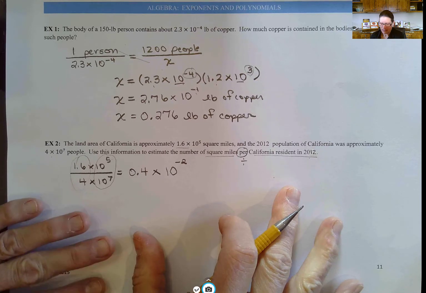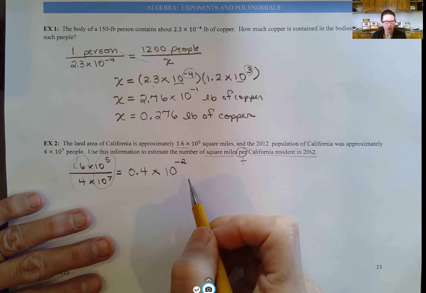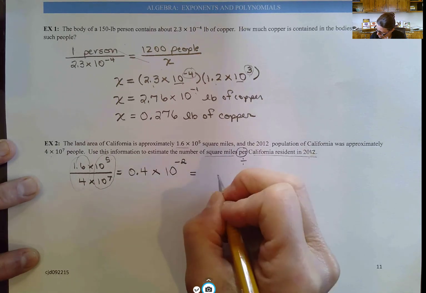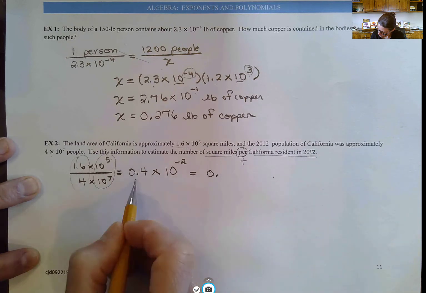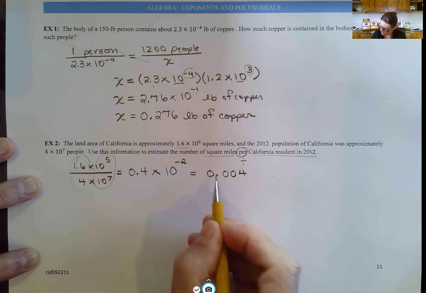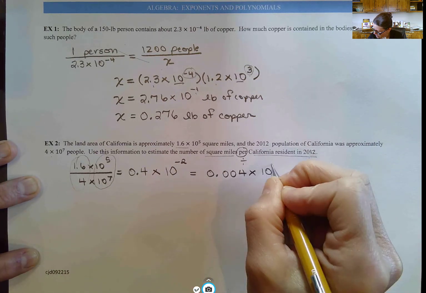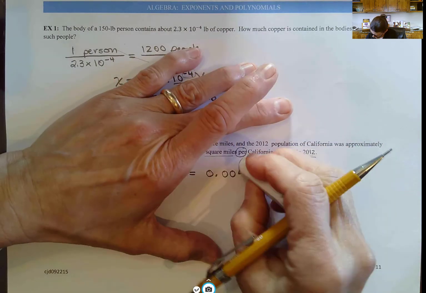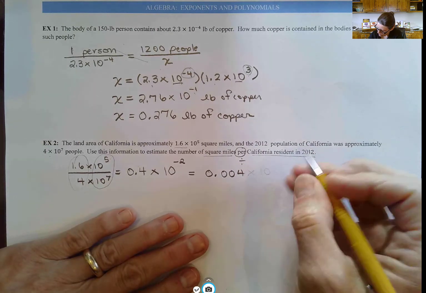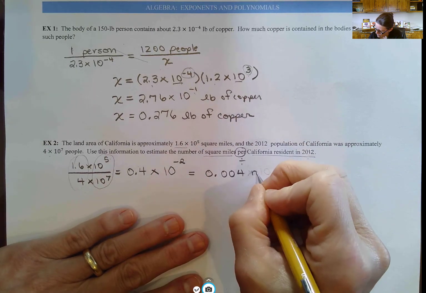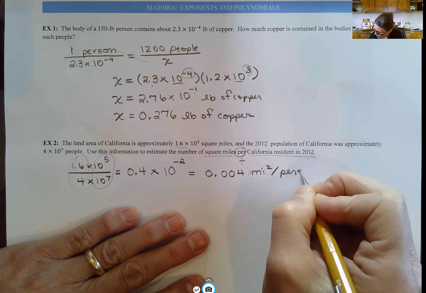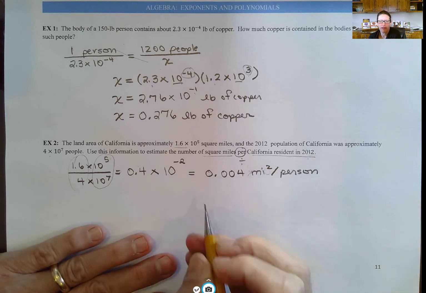Now, if we want to write this in its standard form without exponents, we move that decimal point 2 places to the left. We took care of that exponent, didn't we? So no times 10. So 0.004. And that's square miles, or you might say miles squared per person. And there we've got our answer in its standard form.